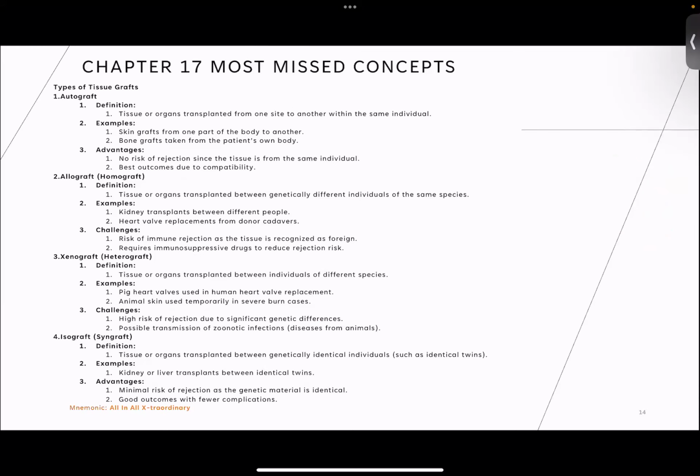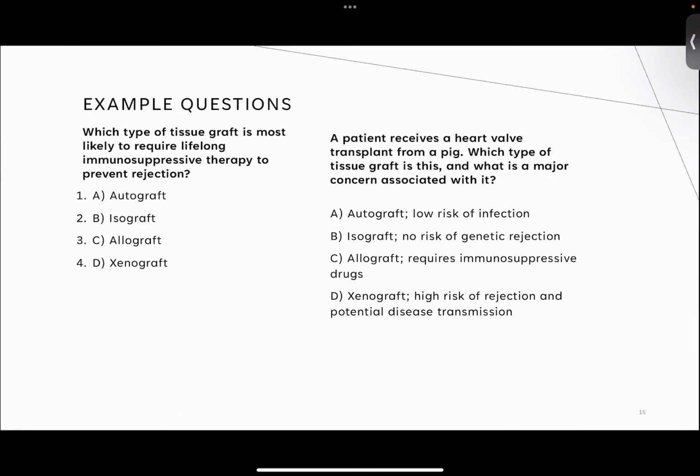All right, for tissue grafts, these are the different versions of the grafts. Remember, autograft is self-to-self. Allograft is from people who are not genetically identical. Xenograft is from a non-human species to a human. And then isograft is going to be from genetically identical people. So let's go ahead and go into the questions for this. Which type of tissue graft is most likely to require lifelong immunosuppressive therapy to prevent rejection?